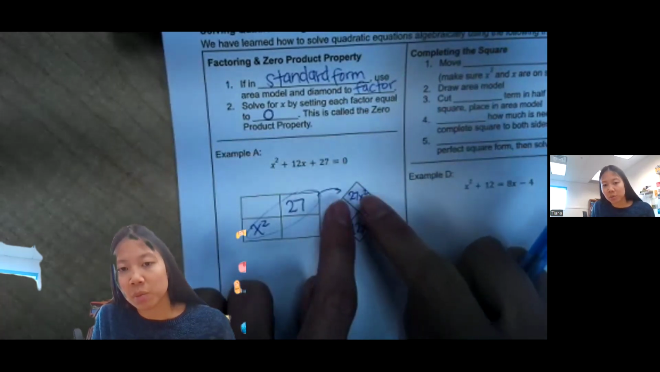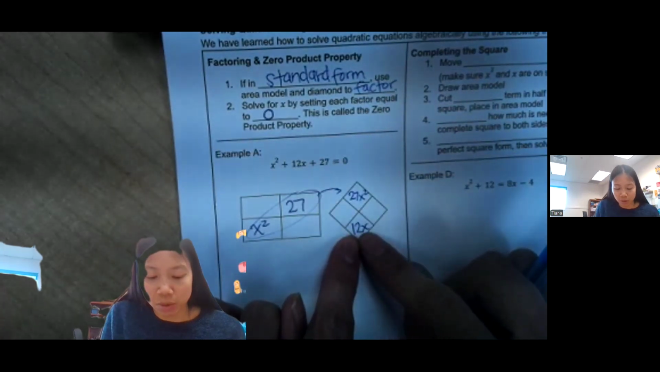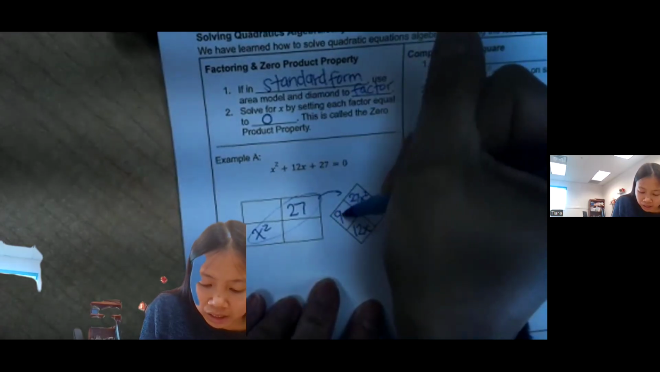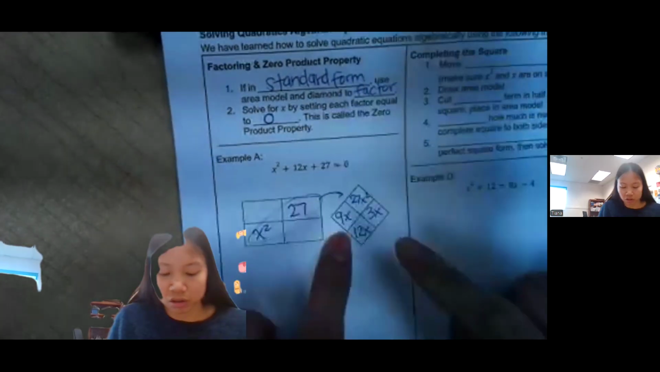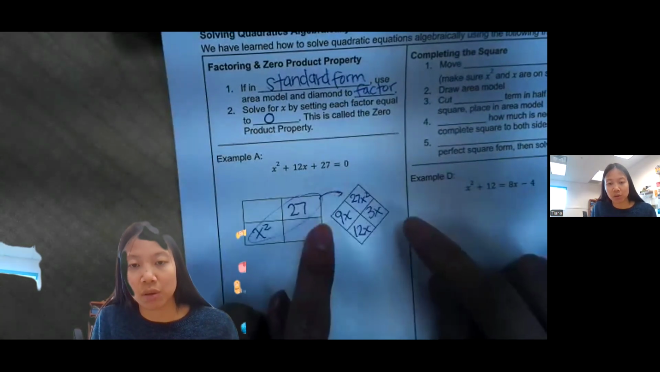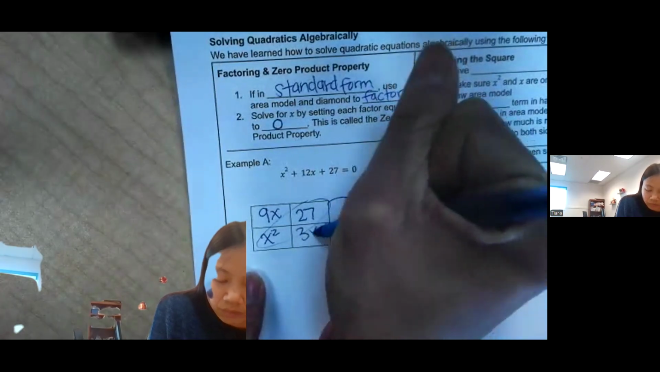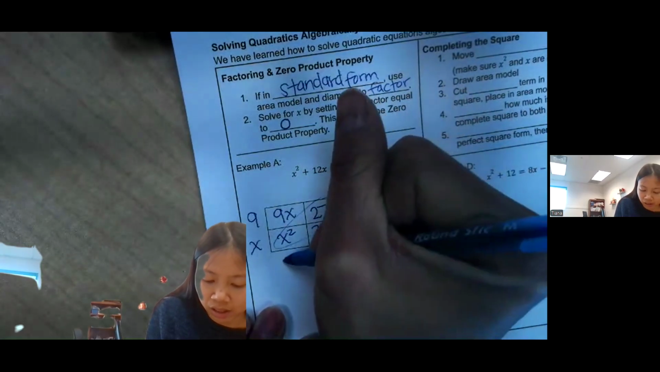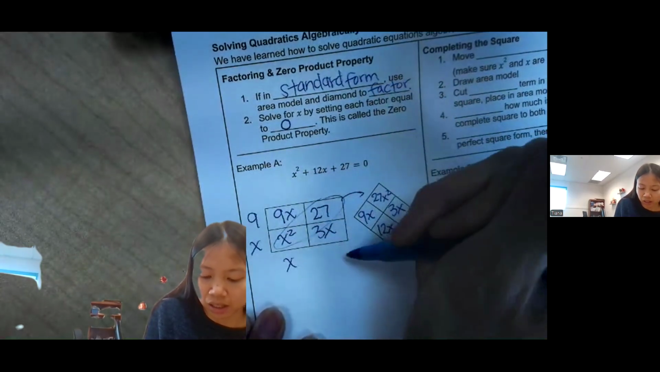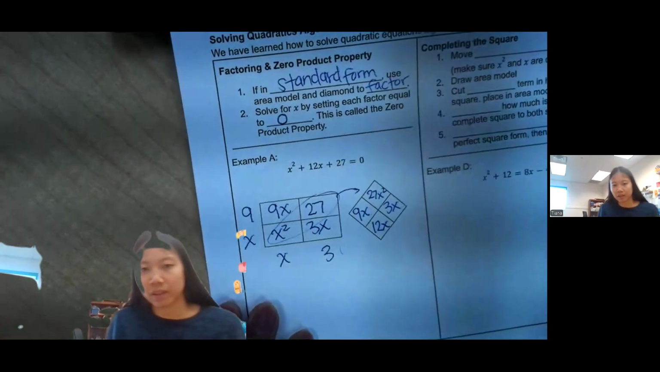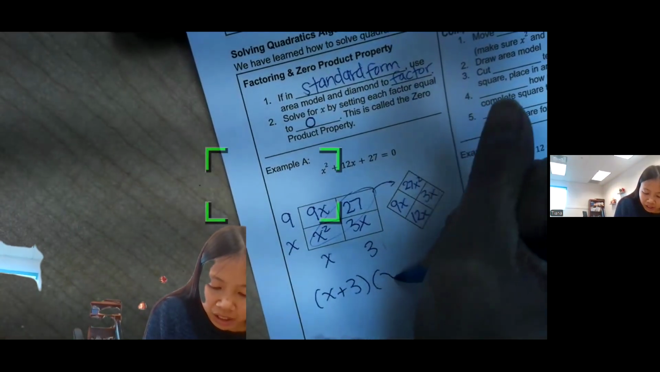So I want two numbers that multiply to 27 and add up to 12. I know that 9x and 3x would make this true because 9x times 3x is 27x squared and 9x plus 3x is 12x. So those are my missing pieces. And then you can factor the outside of your area model. I know 9 can go into 9 and 27. X can go into x squared and 3x. X can go into x squared and 9x. And then 3 can go into 3x and 27. So now I have x plus 3 times x plus 9.